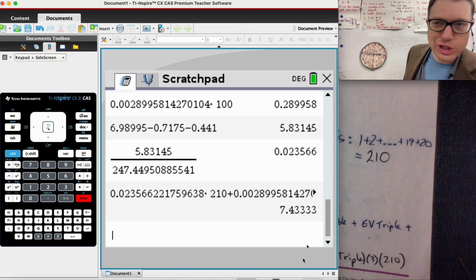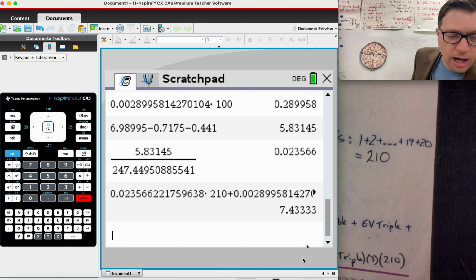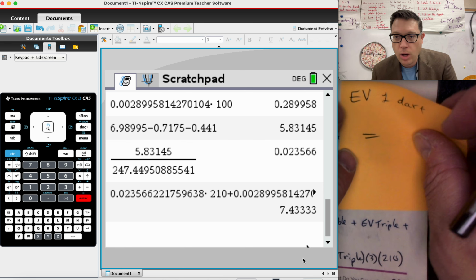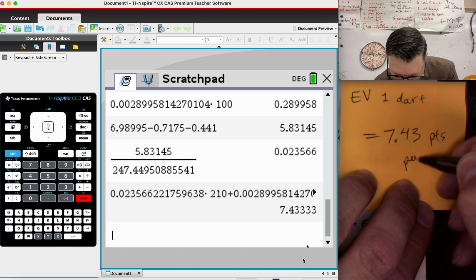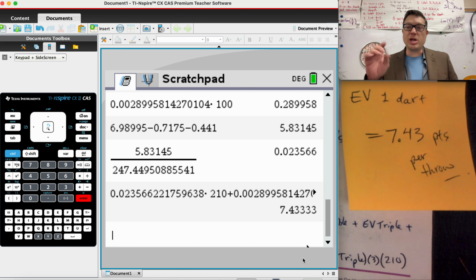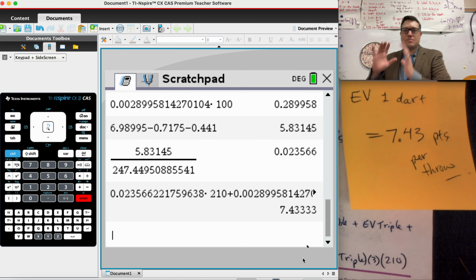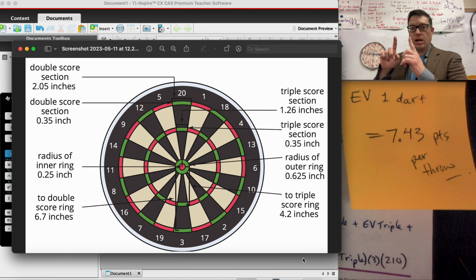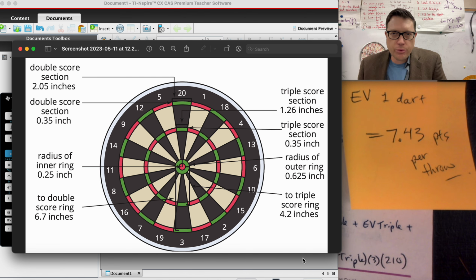Any single dart throw has an expected value on average, of course it's right, I knew that, of 7.43. The expected value of one dart throw, 7.43 points per throw. Granted, you could get way higher. You can also get ones, twos, and threes. You could get up to 60 points in one dart throw. But on average, of every single dart space where it could land, throwing at that bullseye, the chance of getting any points at all on average is going to average out to 7.43 points per throw.